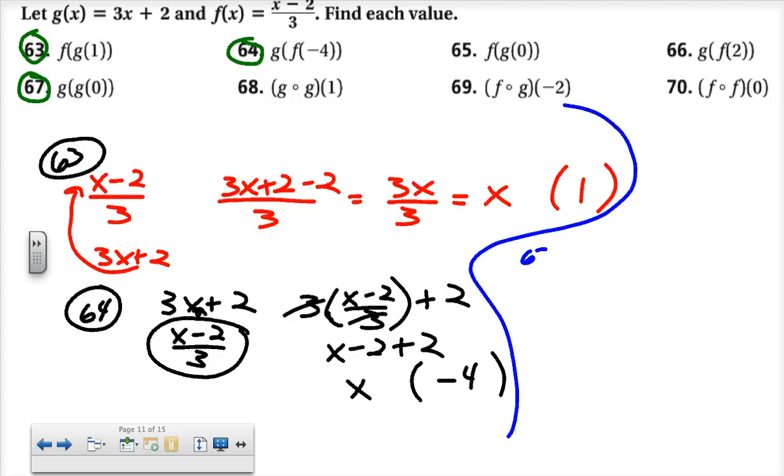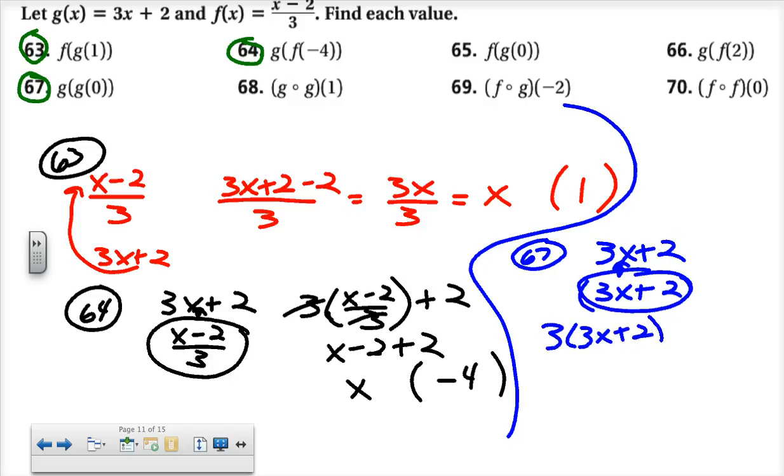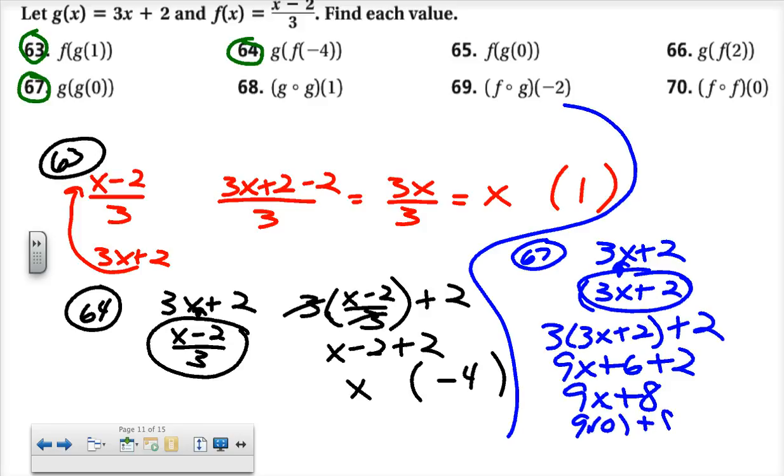All right, 67 has us do g of g of x. Well, g is 3x plus 2. Wherever I see an x, I'm going to replace it with 3x plus 2. So 3 times 3x plus 2, which is going to give me 9x plus 6 plus 2, which is 9x plus 8. And they wanted me to evaluate this for x equals 0. Well, 9 times 0 plus 8 is going to give me 8. And there it is. That was number 67.